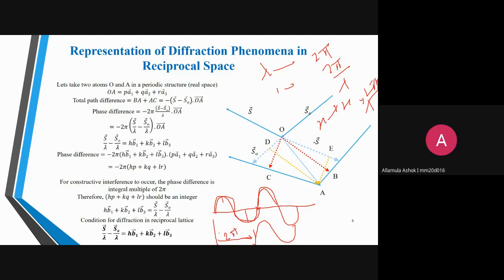Yeah. If the second wave is starting at 2 pi or an integral multiple of 2 pi, like 1 times 2 pi, 2 times 2 pi, 3 times 2 pi, then constructive interference will occur. And we know the difference between two crests or two troughs is a wavelength lambda. From here to here, this is 90, 90, 180, 270, again this is 360, 2 pi. So a path difference of lambda is nothing but a phase difference of 2 pi. We can say path difference or phase difference.